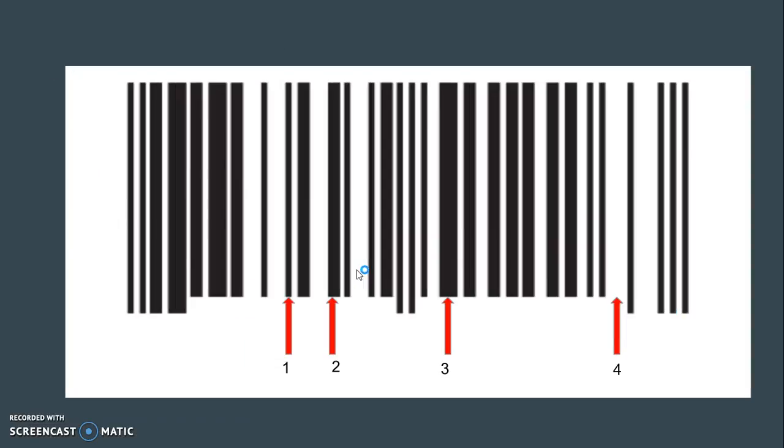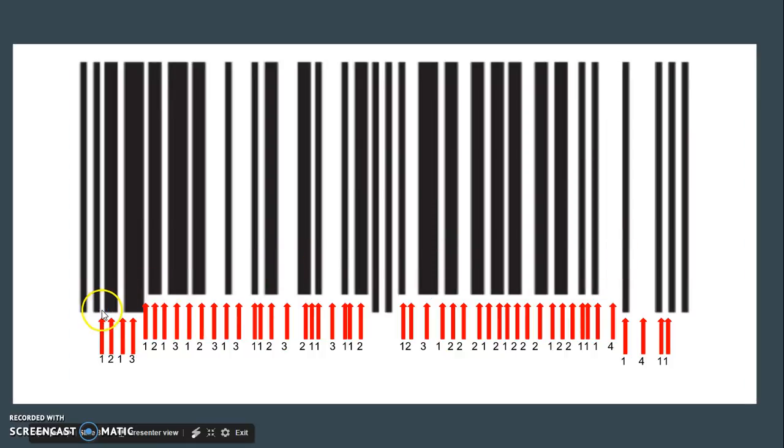In order to figure out what all these lines mean, you have to first find the four different sizes of lines. Right here is going to be number 1 because it's the smallest size. That's also going to be number 1. This is 2 because it's the second largest line. Then there's 3 and there's 4. Now you go to each line, every white and black line, and you write down the different numbers. So this would be 1, 2, 1, 3, and you keep going all the way through.